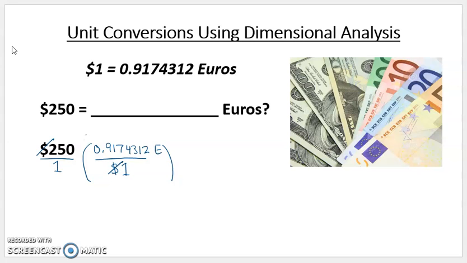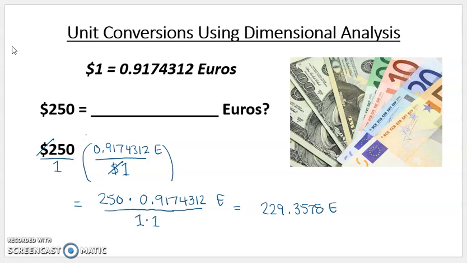Now multiply the fractions. What you're left with is 250 times 0.9174312. On the bottom, if I just focus on the numbers, I've got 1 times 1. And now let's focus on our units. The dollars were canceled, so I'm left with 1 euro. When you do that multiplication, you get 229.3578 euros.